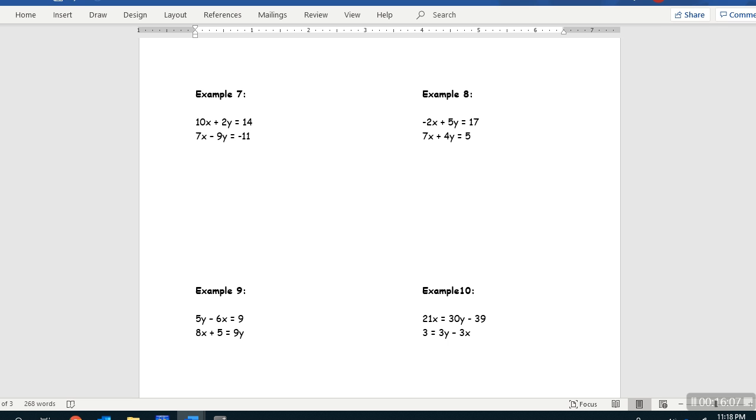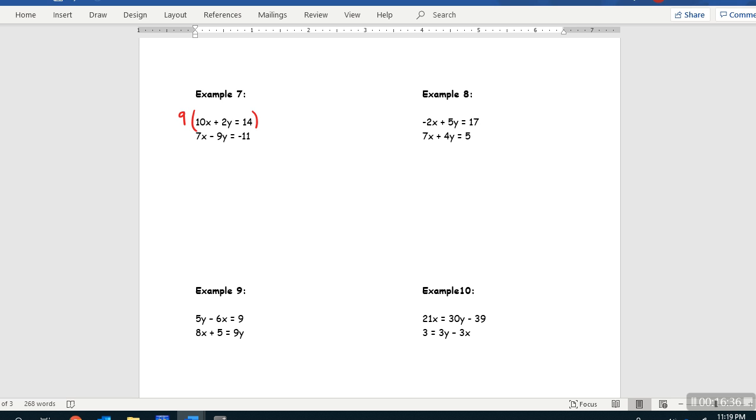I mean, you always want to use the smallest numbers possible. I could multiply the top row by negative 7 to create negative 70 here, and the bottom row by 10 to create 70 here. Or we could eliminate the y's. I think I'm going to go with the y's just because the numbers are a little bit smaller. So I'm going to turn both of these numbers, 2 and 9, into 18. So we need to multiply this top row by 9.